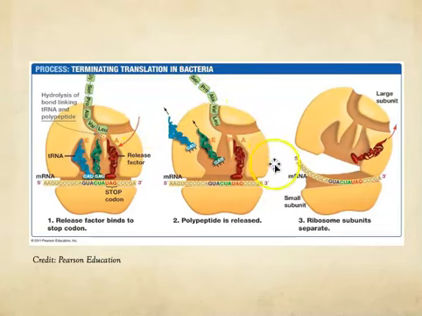That's going to cause translation to be disrupted. The polypeptide is going to be released. The other tRNAs are going to leave their respective sites, and the small and large subunit will disengage from the mRNA.